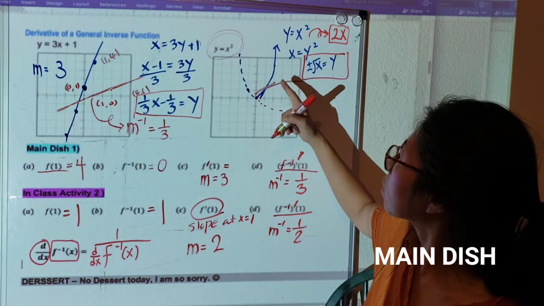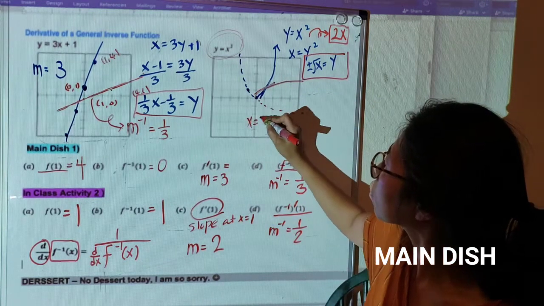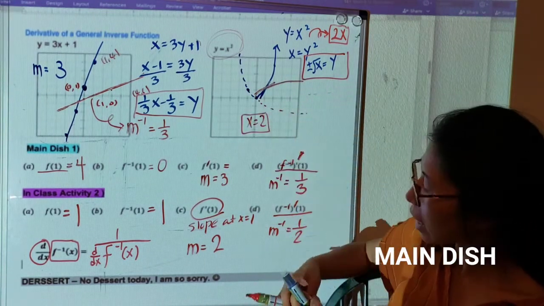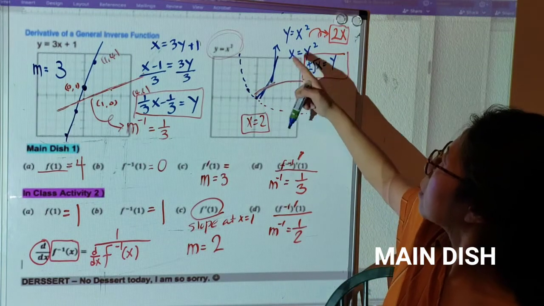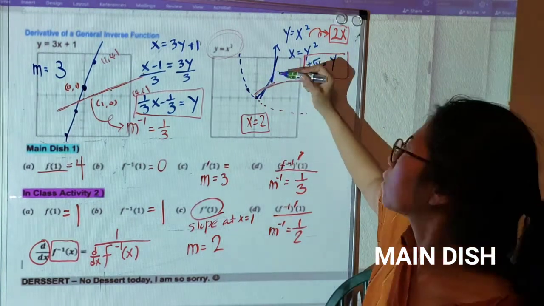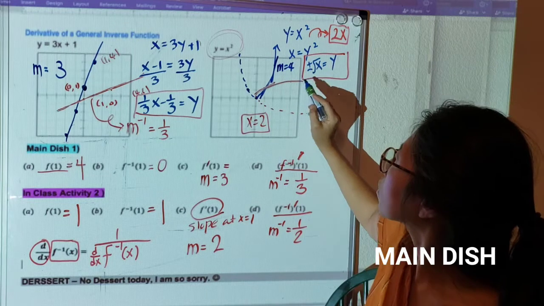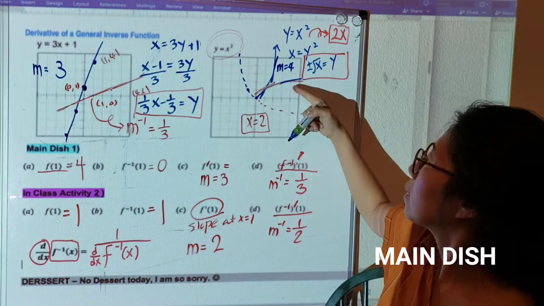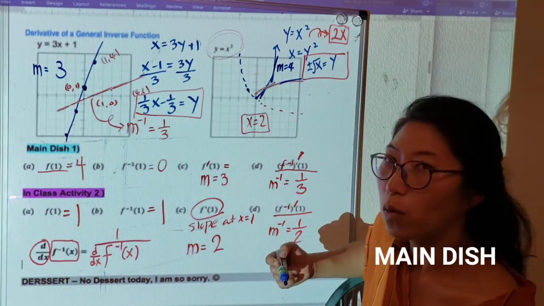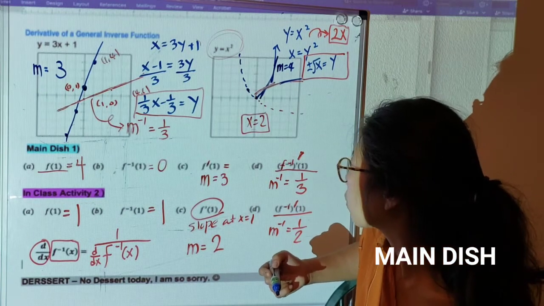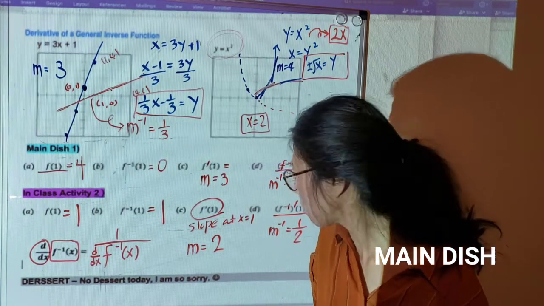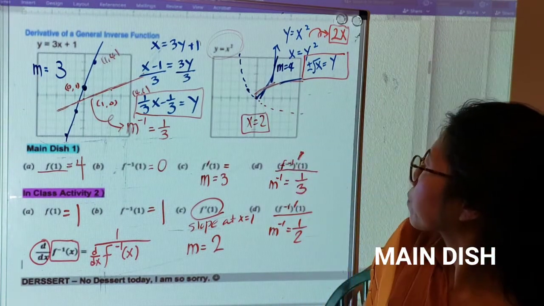And now I want you to actually find the slope at x is equal to 2. What would that be? What is the slope at 2, class? Anybody see it? If I plug in, do you see that the slope has to be 4? Then what is the slope of the inverse function? That is going to be 1 over 4, right? It's going to be 1 over 4. Careful about that.